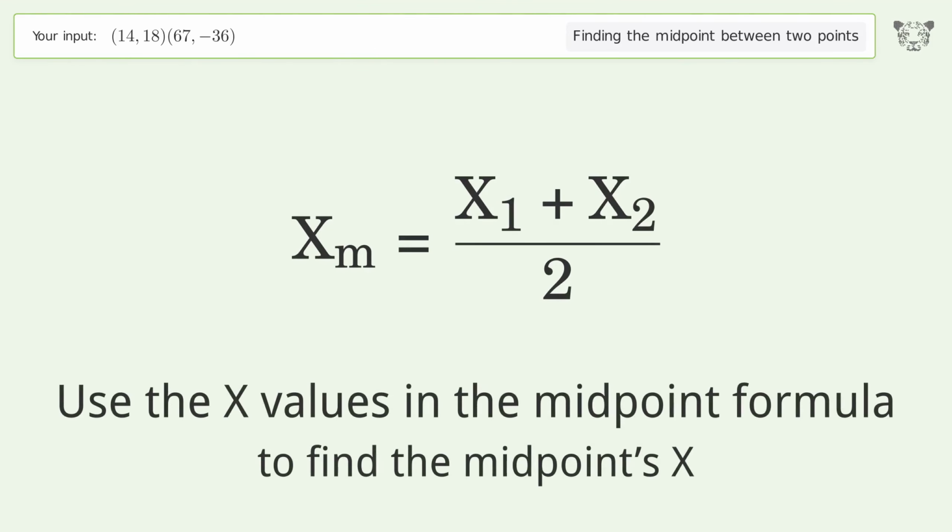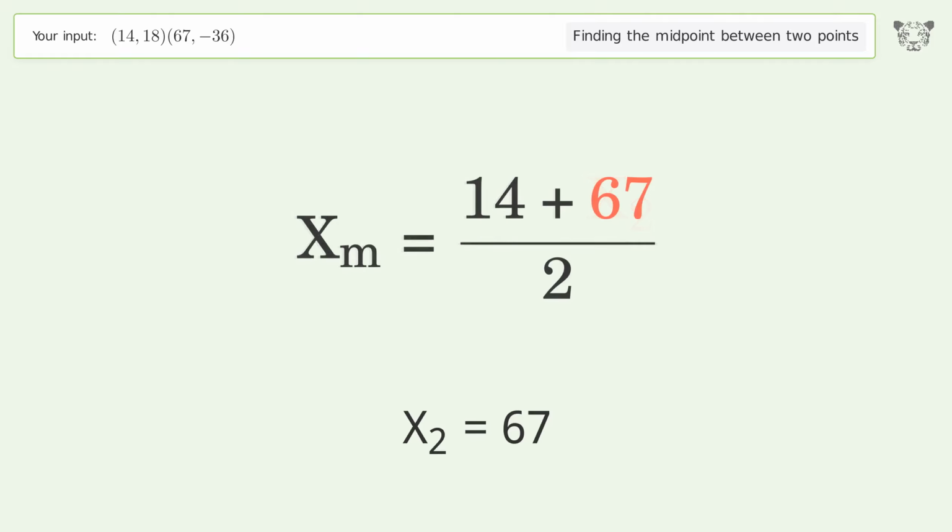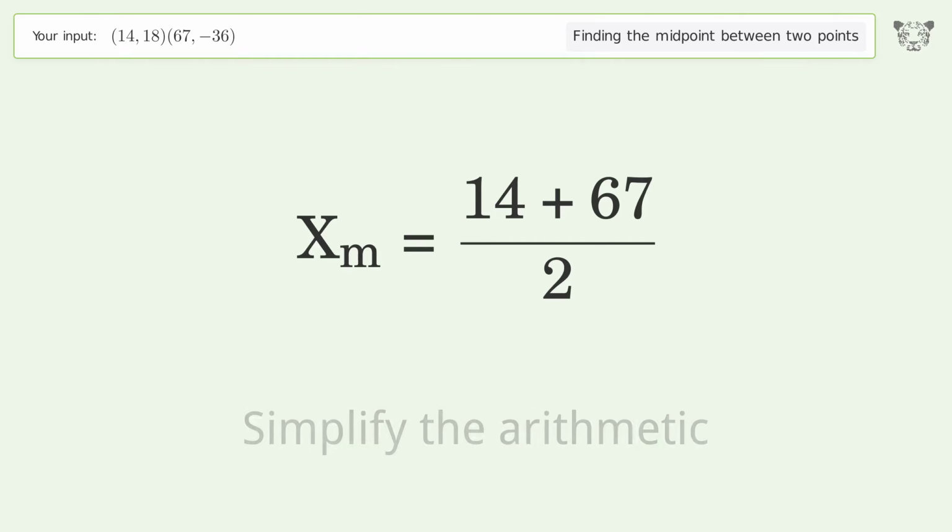Use the x values in the midpoint formula to find the midpoint's x. x1 equals 14. x2 equals 67. Simplify the arithmetic.